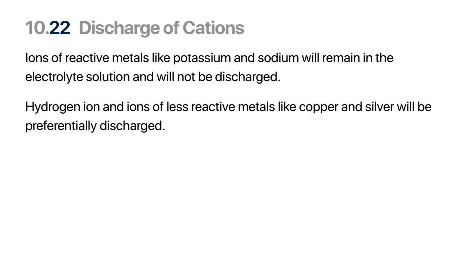A bit of reading. Ions of the reactive metals like potassium and sodium will remain in the electrolyte solution and will not discharge. Why? Because they're at the very top of the list. It's very unlikely that they will discharge in a solution. Hydrogen ions and ions of less reactive metals like copper and silver will be more preferred when it comes to the discharge.